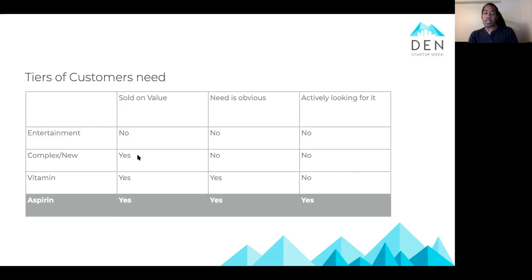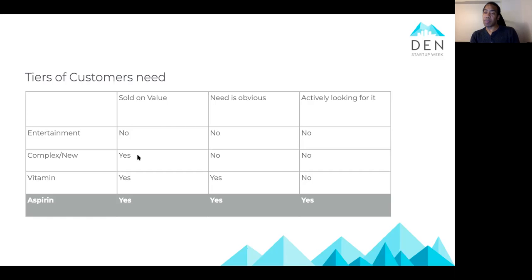And so I've taken this table from Rob Walling, who is one of the thought leaders in bootstrap software products. And on the left, you have entertainment, complex new, vitamin, aspirin. And as the columns, you have sold on value, the need is obvious, and they're actively looking for it.